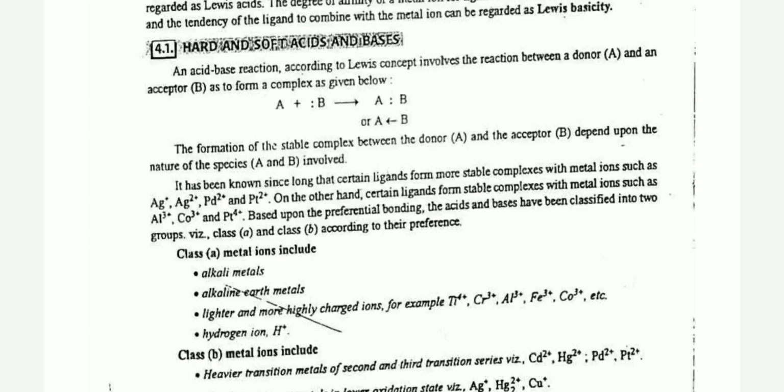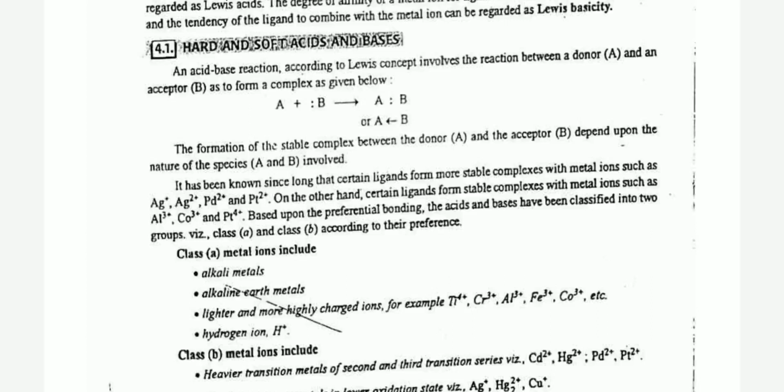It has been known since long that certain ligands form more stable complexes with metal ions such as Ag+, Ag2+, Pd2+, and Pt2+. On the other hand, certain ligands form stable complexes with metal ions such as Al3+, Co3+, and Pt4+. Based upon the preferential bonding, the acids and bases have been classified into two groups, class A and class B, according to their preference.